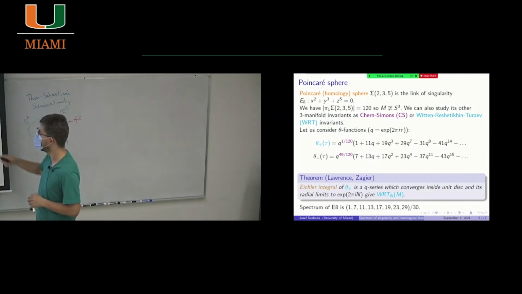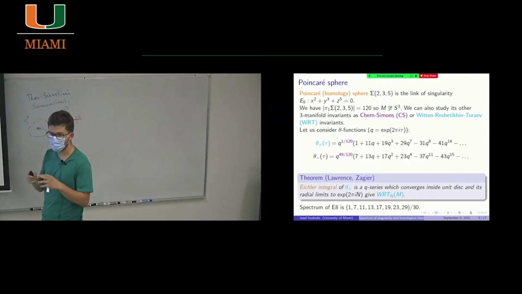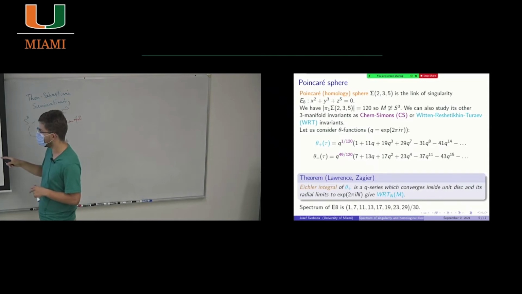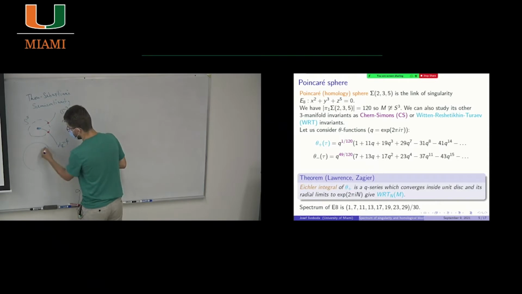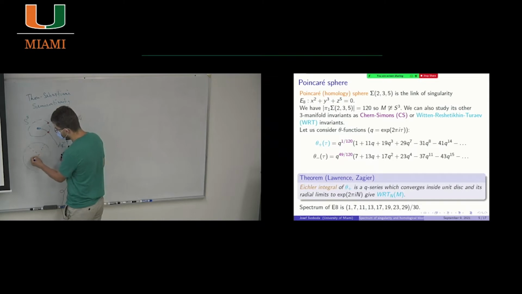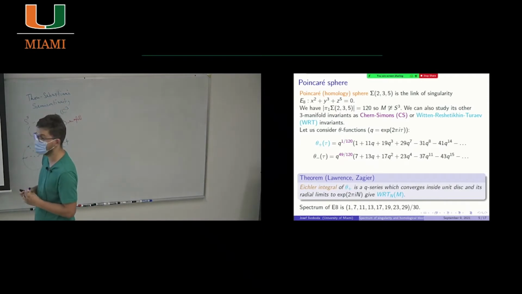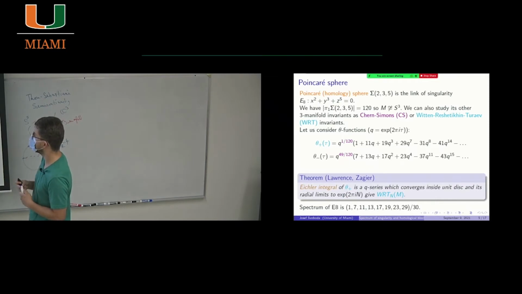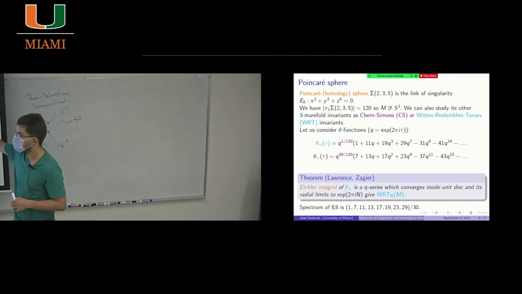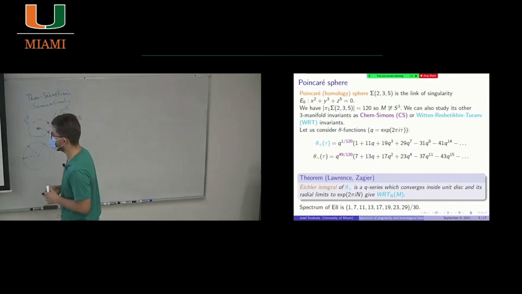So if we make the so-called Eichler integral of theta plus, you don't have to worry about what it is, but we do something with this first function, then we get a q series which converges inside the unit disk. And if we do radial limits to roots of unity, then we get these Witten-Reshetikhin-Turaev invariants of these three manifolds. So this is a famous theorem which brings to classical topology the theory of modular forms, because those are some modular forms.